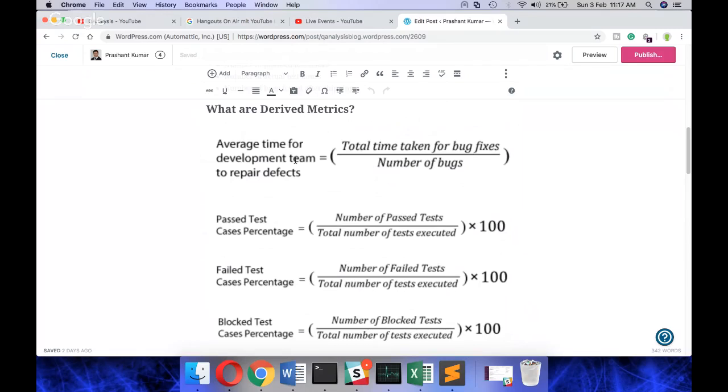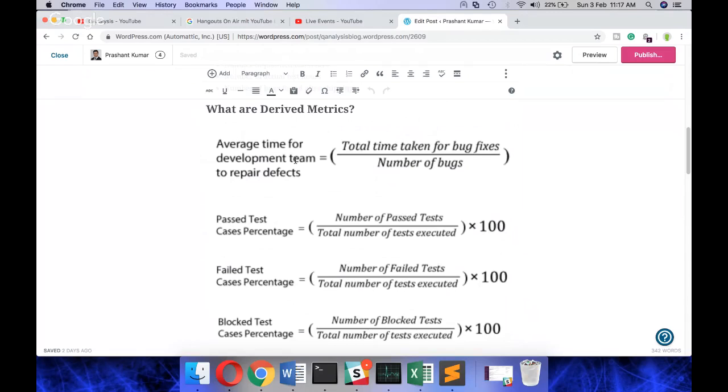Our next metric is pass test cases percentage. How do we calculate it? If we have the total number of passed tests and the total number of tests executed, then the number of passed tests divided by the total number of tests executed, into 100, will give you the pass test case percentage. For example, let's say you have 10,000 cases. Out of 10,000, 9,000 have passed. So 9,000 by 10,000 into 100 will give you the pass test cases percentage.